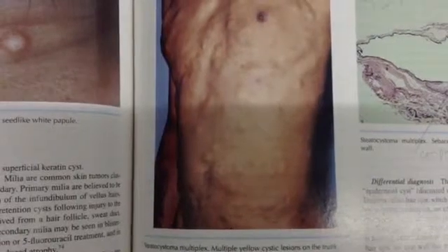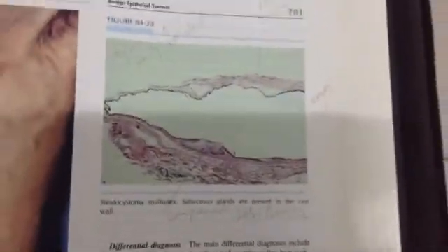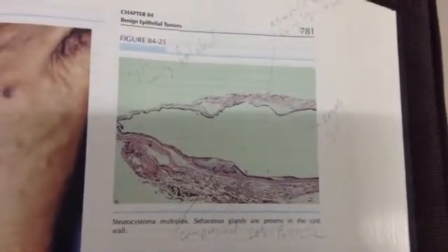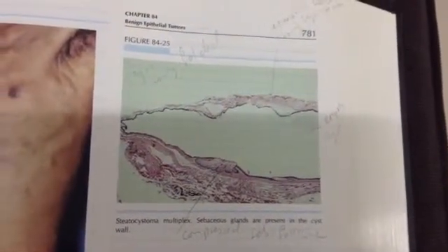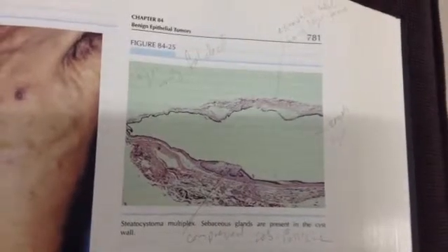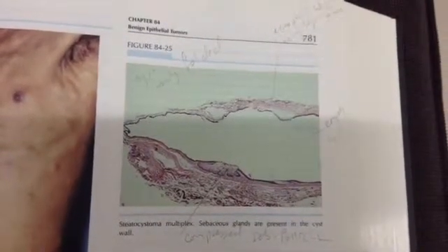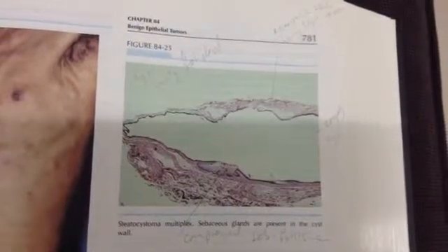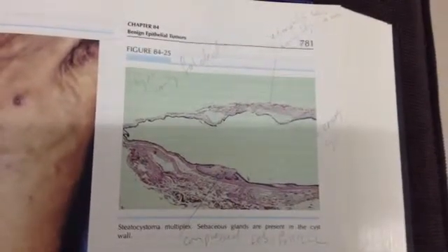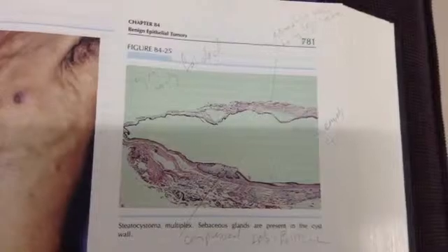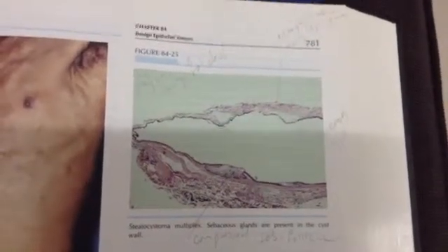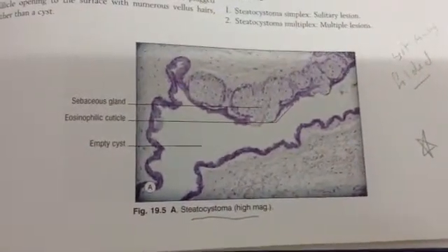Steatocystoma multiplex: multiple yellow cystic lesions on the trunk, and histologically, sebaceous gland is present in the cyst wall, an empty cyst, and usually it is folded. There is eosinophilic cuticle protruding irregularly into the lumen. Also, this is histopathologically the steatocystoma multiplex.